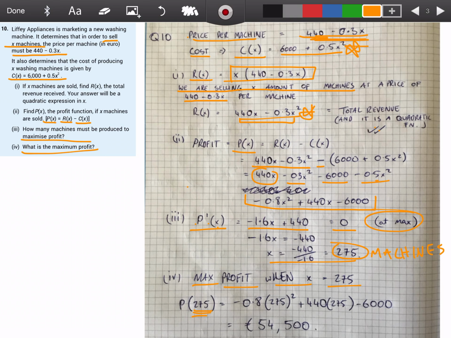Hopefully they make a bit more sense. Pause them, look at them, rewind, figure out what bits you've made your mistakes on, and hopefully you'll be in a good spot moving forward. Thank you.